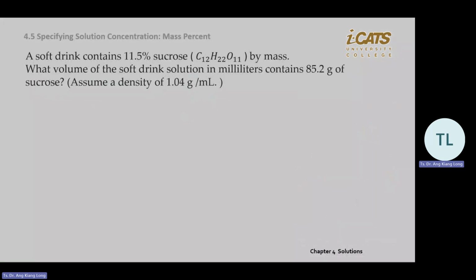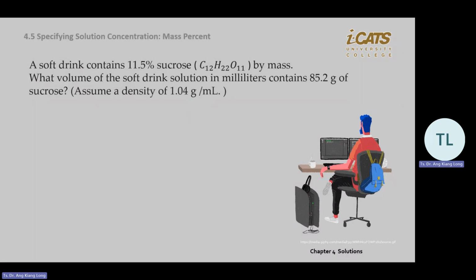So this one, okay. Let's try another one. If you're given a soft drink containing 11.5% sucrose by mass, you know that if you read the question, it gives you percentage of something by mass. This is a concentration question. You need to use back chapter 4, concentration section equation.